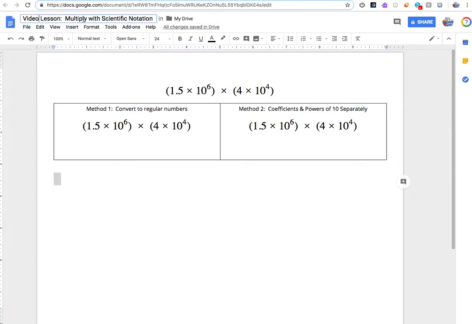In this video lesson, we're going to show you how to multiply when numbers are in scientific notation. Here's an example problem. We have 1.5 times 10 to the 6th power, and that's going to be multiplied with 4 times 10 to the 4th power. Two large numbers multiplied by each other.